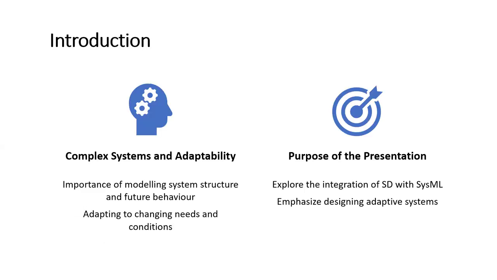Okay, so as an introduction, I think we all know that systems are getting more complex, and there's always a need for adaptability, where adaptability is the ability to adapt to changing needs and conditions. And I believe that it's important to model both the system structure and the future behavior to build adaptable systems. So the purpose of this presentation is to explore the integration of system dynamics and SysML and emphasize the use of these two tools together in designing adaptive systems.